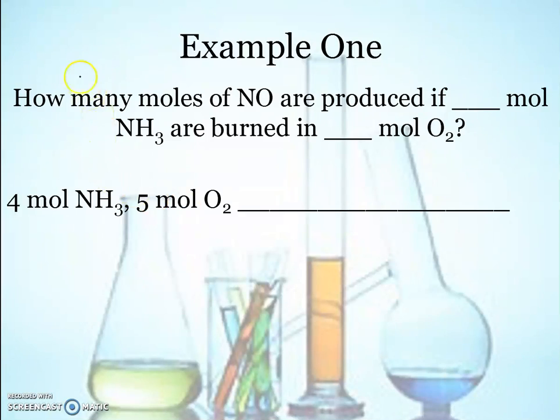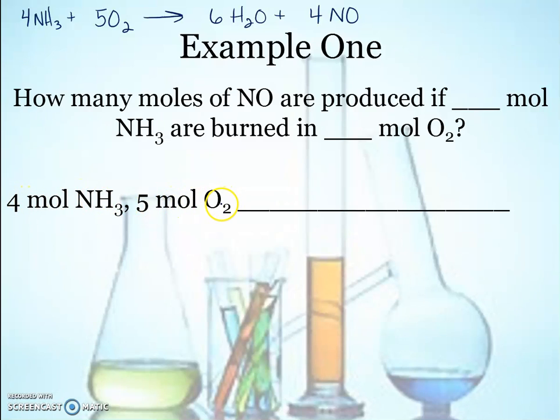I know this isn't written down, but you'll need to write it down anyways. Let's say we have 4 ammonias, and we're reacting 5 oxygens with that. It will produce 6 waters and 4 nitrogen monoxides. How many moles of nitrogen monoxide are produced if blank moles of NH3 are burned in blank moles of O2? So we have 4 moles of NH3 and 5 moles of O2. We need 4 moles and we need 5 moles. So if we react 4 moles of NH3, we can make 4 moles of NO.